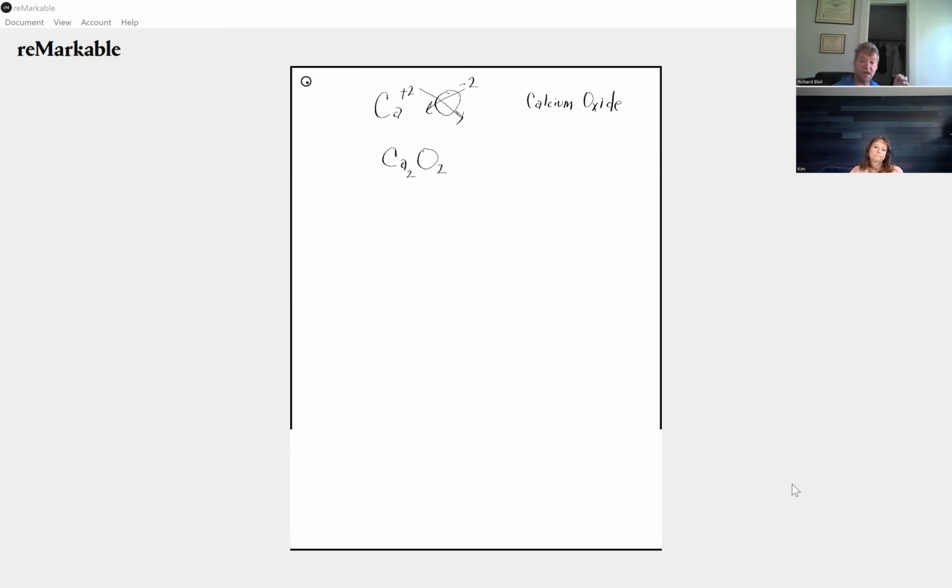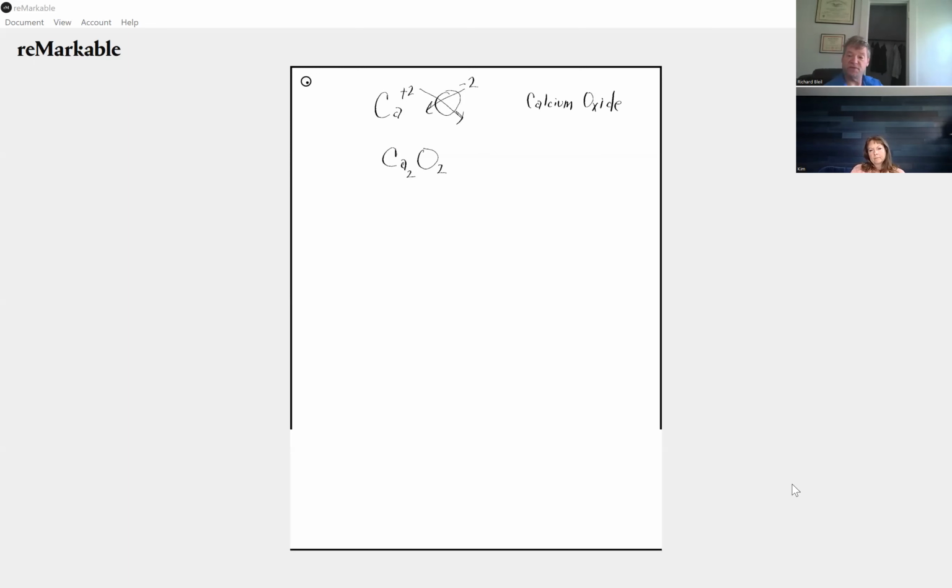Now, here's the thing. We have a common denominator, don't we? What's our common denominator? 2. These are called ionic compounds because they're made up of ions. The electrons are actually transferred. Here's a little foreshadowing for you.